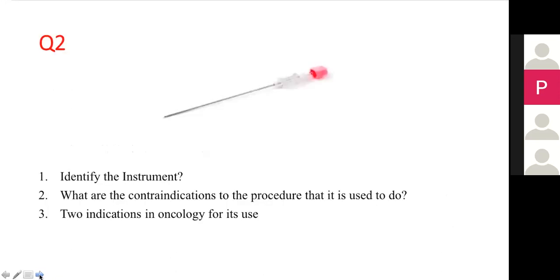So we move on to the second question, which is identify the instrument. What are the contraindications to the procedure that it is used to do, and name 2 indications in oncology for its usage.